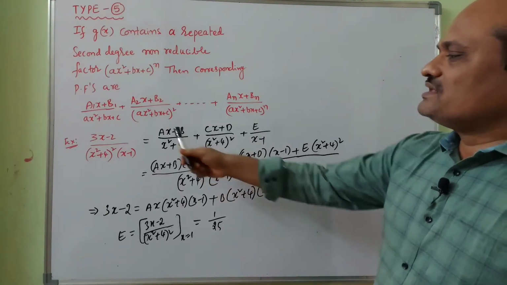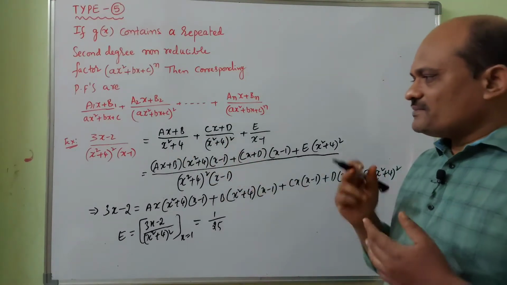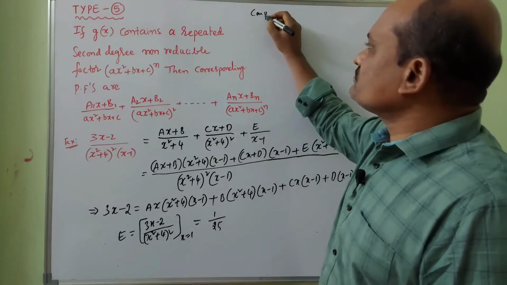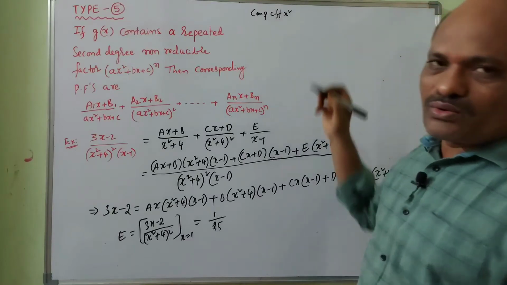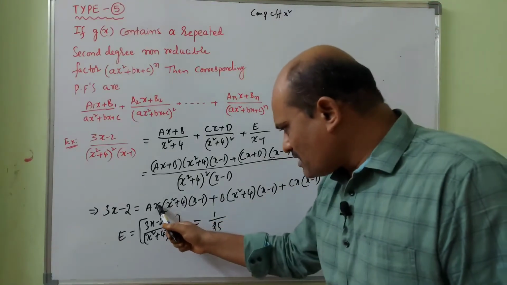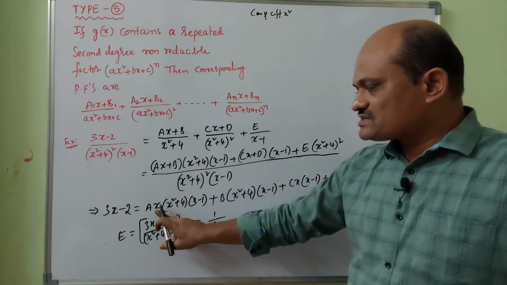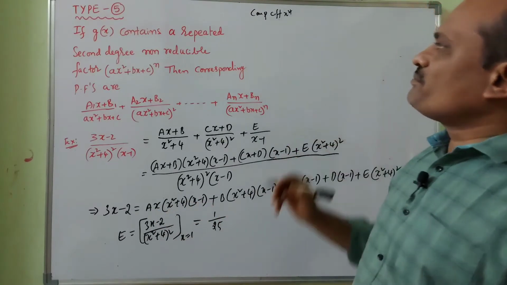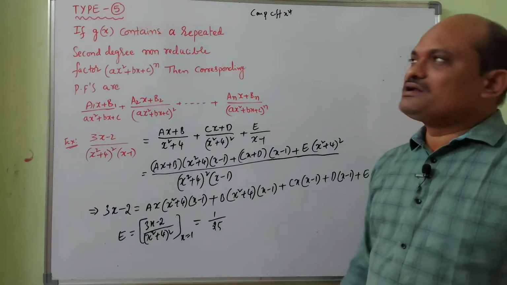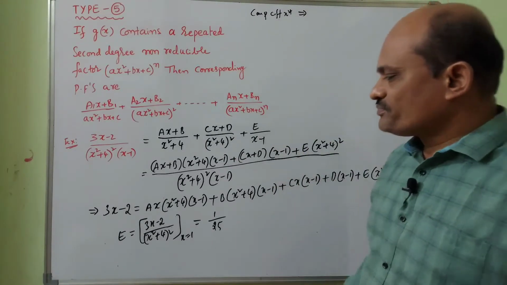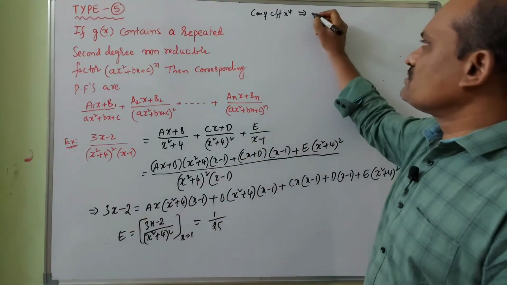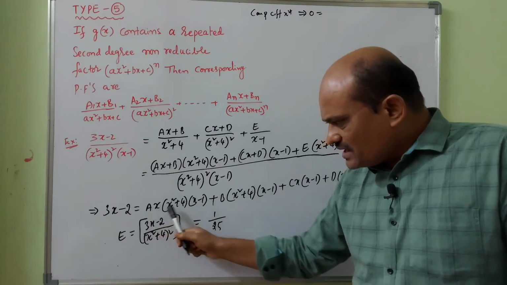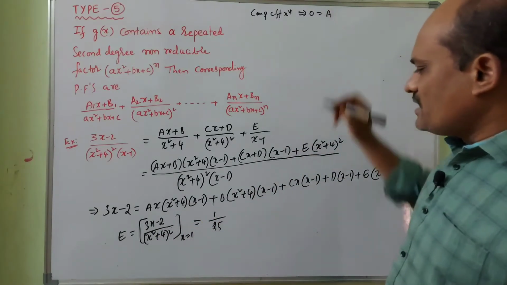Now I am going to find these 4 values a, b, c, d. How? The best method is comparing coefficients. Here, what is the highest power? x power 4 is the highest one. First compare the coefficient of x power 4 on both sides. What do you get? Here there is no x power 4, so the coefficient is 0. Here if you multiply, the first term is a x power 4, so you will get a.